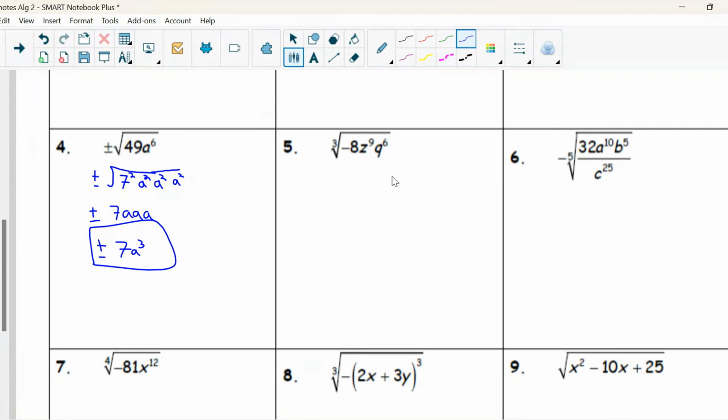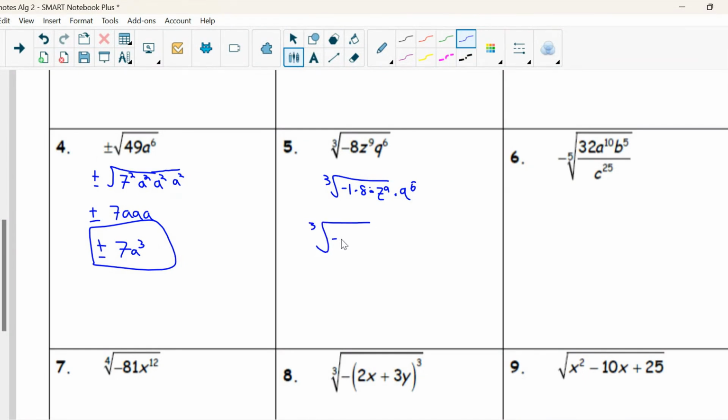In an example like number 5 here, really the only difference from number 4 is that we have a negative out in front. So how I'd handle that would be to just factor out a negative 1. So I have the cube root of negative 1 times 8 times z to the 9th times q to the 6th. And now I want to factor my 8, z to the 9th, and q, so I have 3rd powers.